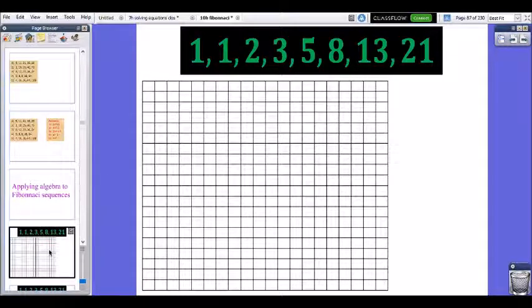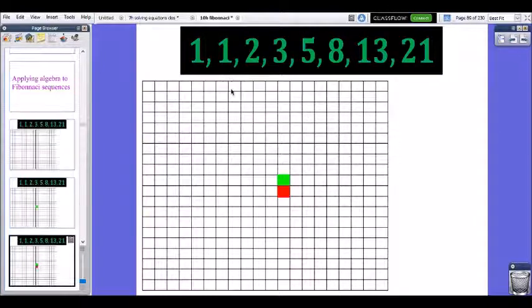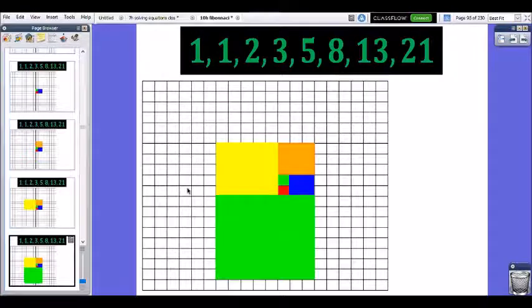So if I model this sequence on this grid, if I start with 1, I'm just going to fill in a 1 by 1 square. The second term in my sequence is a 1, so I can fill in another 1 by 1 square. And then the next term in my sequence is a 2, so I can fill in a 2 by 2 square here. The next term in my sequence is a 3 by 3 square, and so on. So next I want a 5 by 5 square and an 8 by 8 square. I've run out of room now, but what you can see is that it starts to make a pattern.